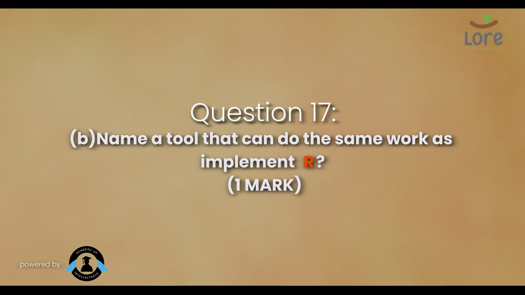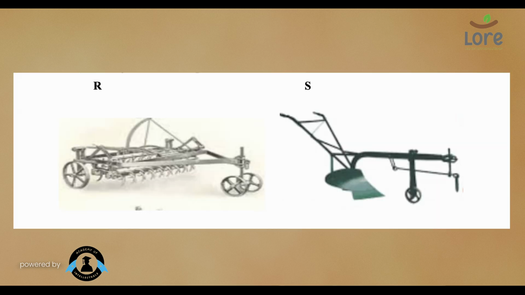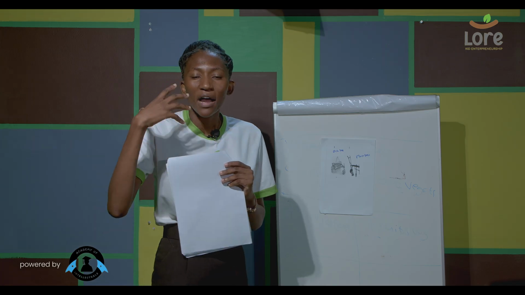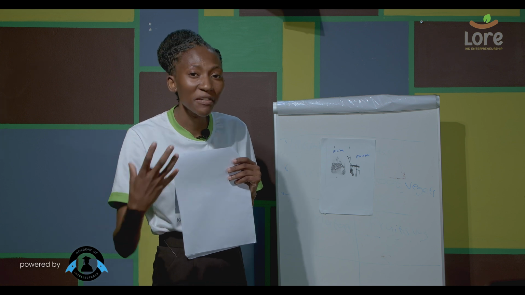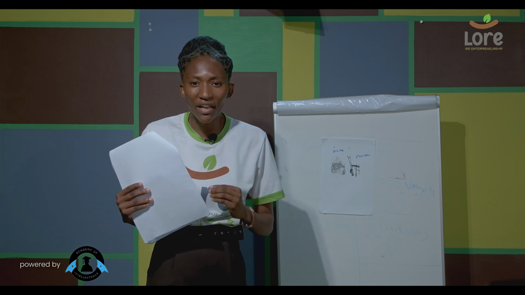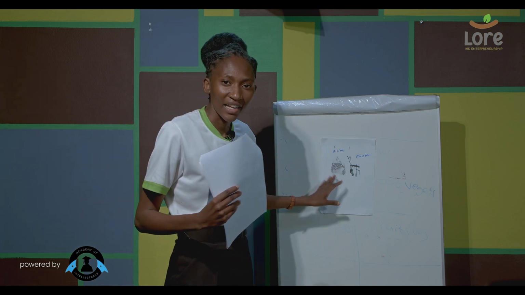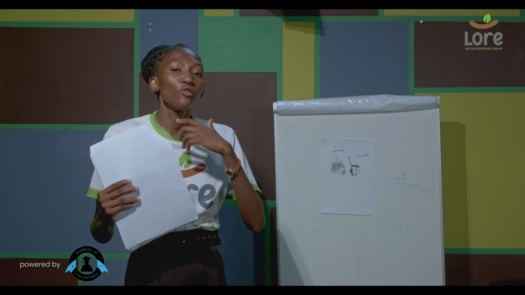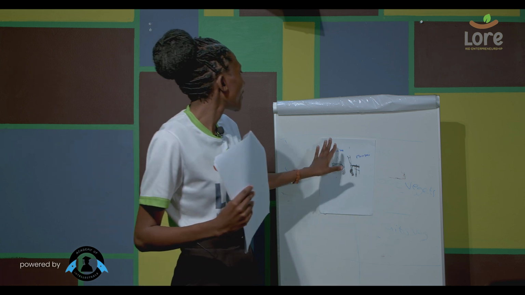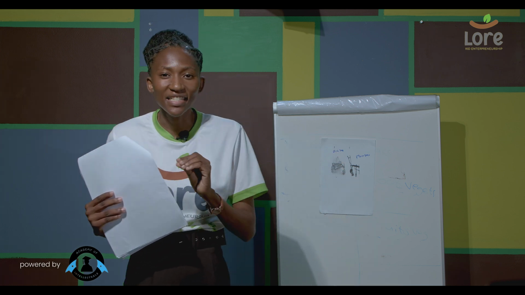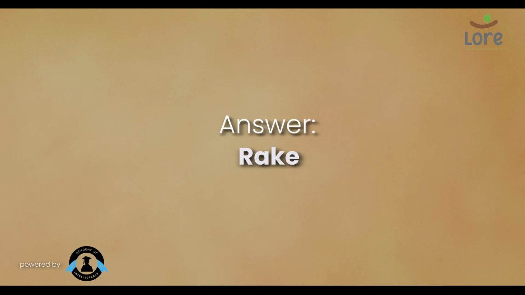From our diagram, implement R is the disc harrow, and one function of implement R is that it is used to level our soil after we plant our crops. Now, what is the other implement that can do the same job as implement R? The other implement that can do the same job as implement R is a rake, and rake is our answer.